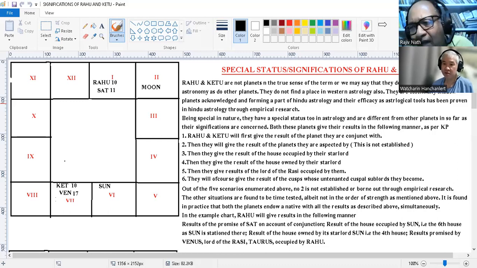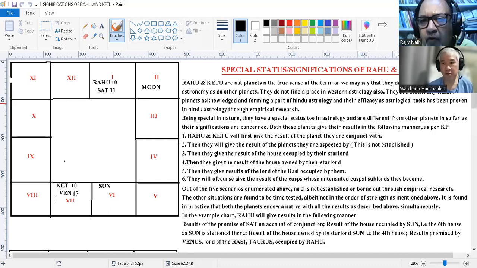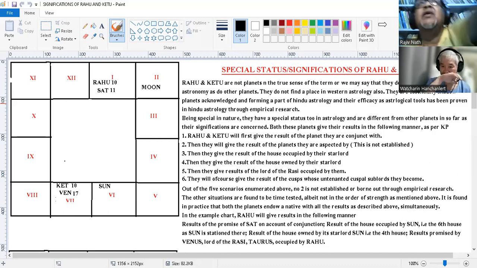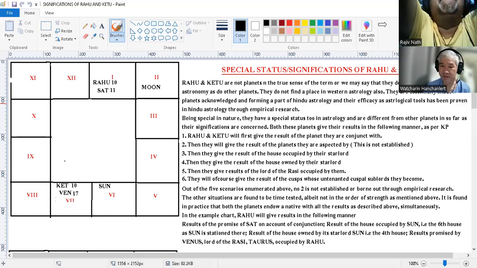But this is not established, and I don't follow this. This is what Krishnamurti ji said, a long time back. New research now says that this is not established, so we don't follow it. It means this second rule is not widely used.